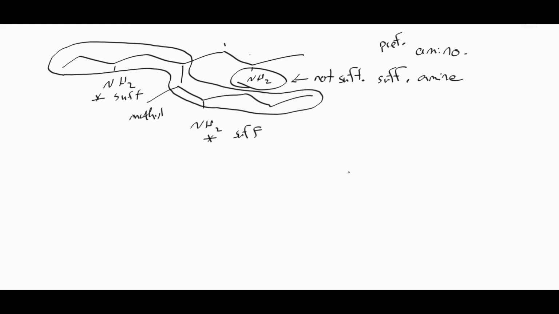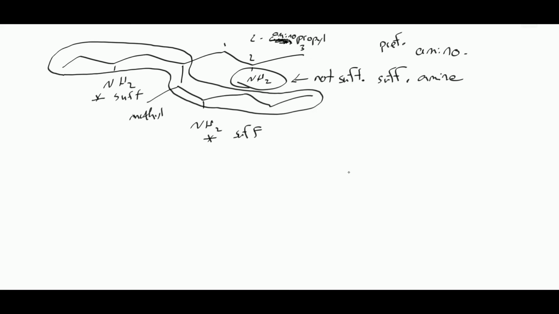So we have 1, 2, 3. Priority for side chains is still going to go to the point of attachment. So that makes this a 2-amino propyl.